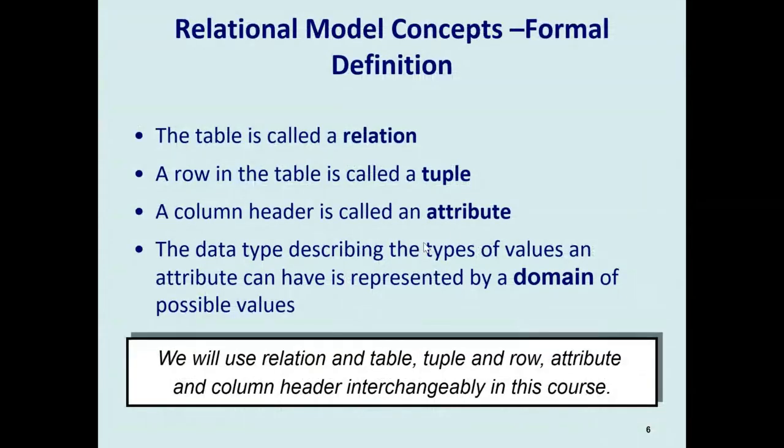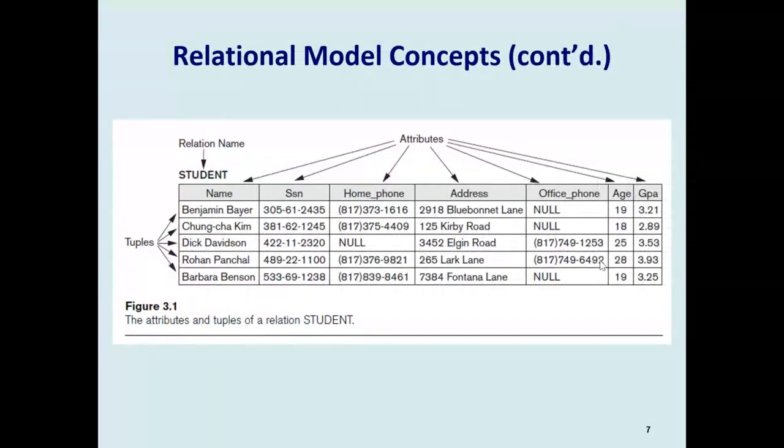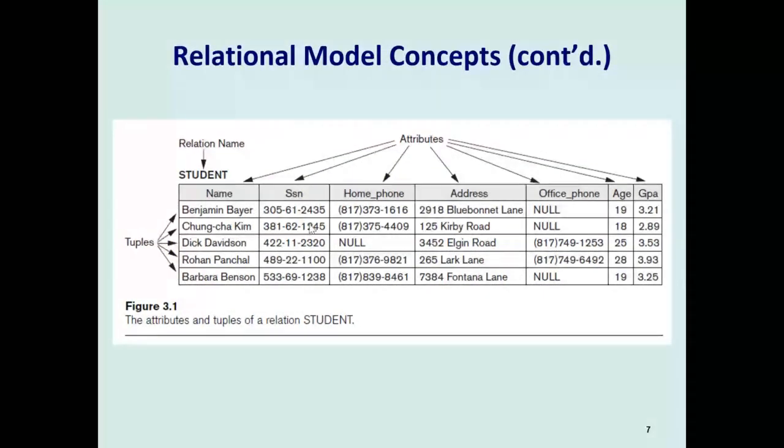In this class, we're going to use table versus relation, tuple, record, or row interchangeably, and attributes. We kind of mix the informal and formal definitions in the discussion. This shows the formal names for the column header, the attributes, the relation name, and the tuples. I think in this case we forgot to underline the SSN. That's supposed to be the primary key.